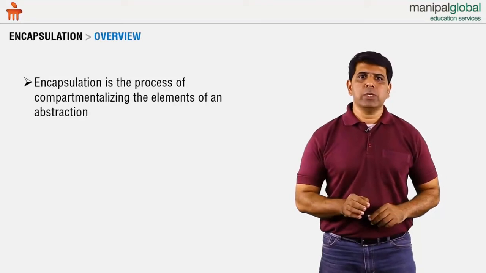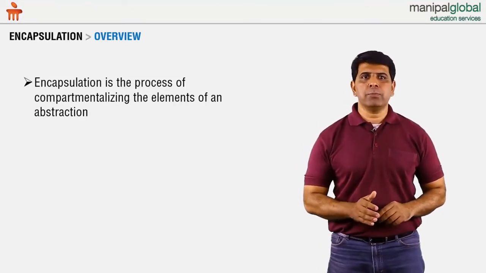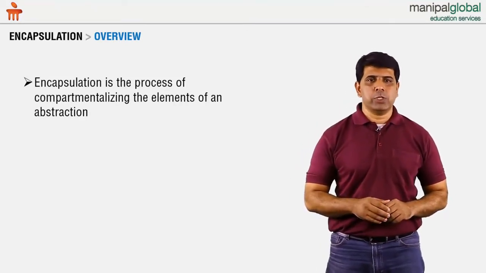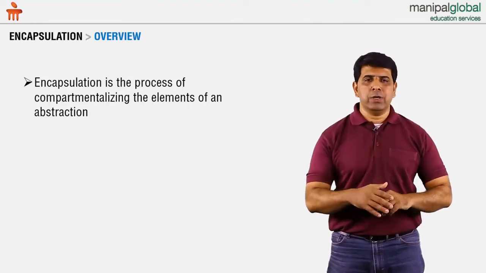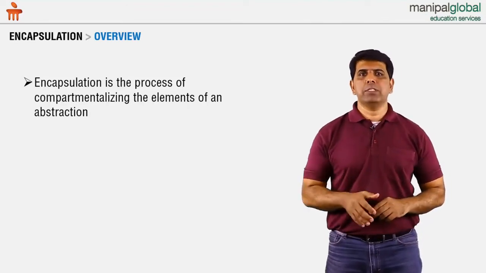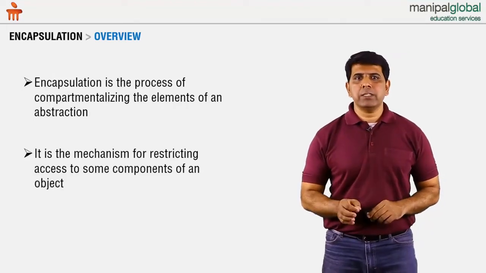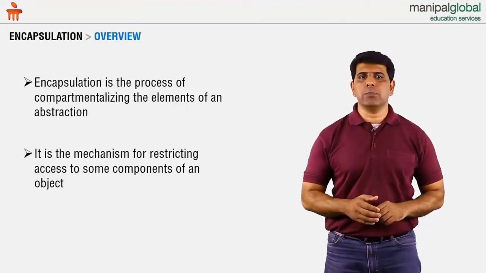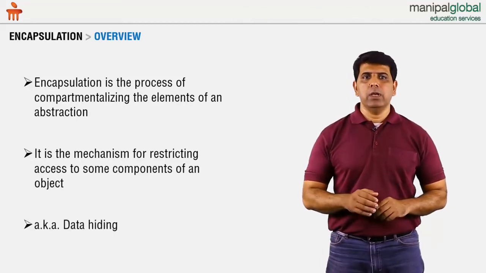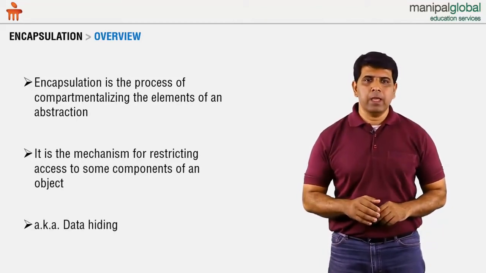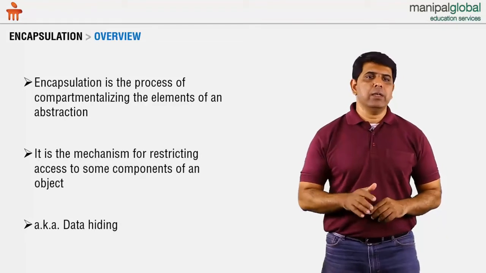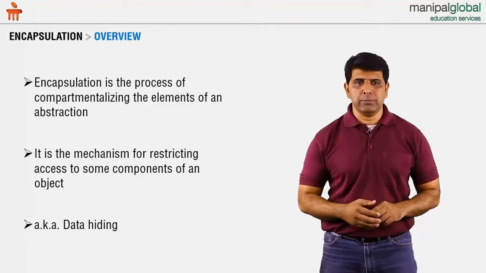Now, encapsulation is the process of compartmentalizing the elements of an abstraction. So, abstraction has already grouped all the required elements of a class, and now we want to segregate them. Now, it is a mechanism for restricting access to some components of an object. It's also known as data binding, but not necessarily that it should hide the data all the time.